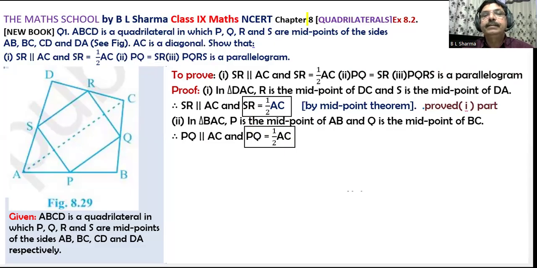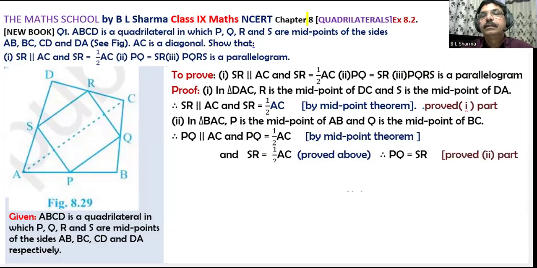So now we can write PQ is equal to SR. Second part is proved. Again, you say what we have proved here, that this PQ, now you have to consider the quadrilateral PQRS.